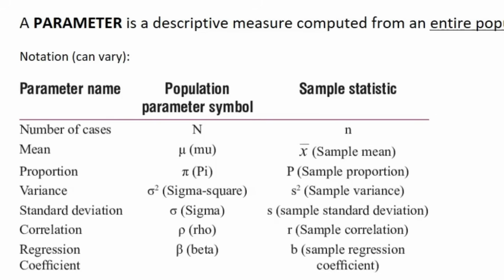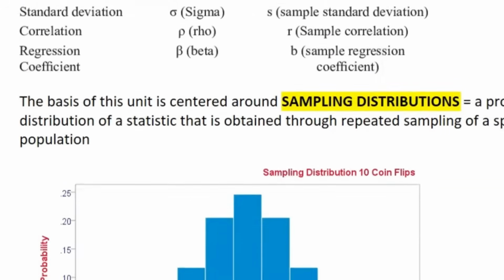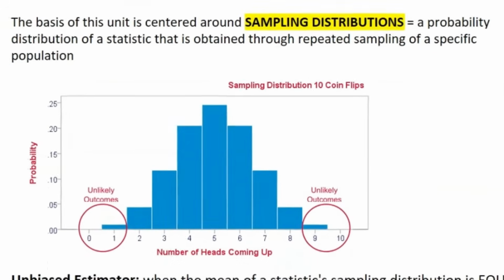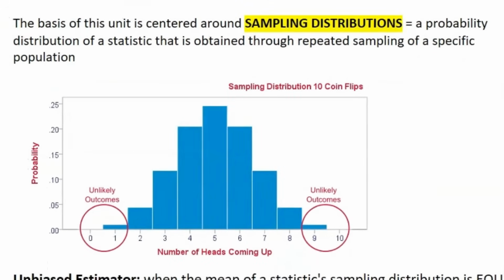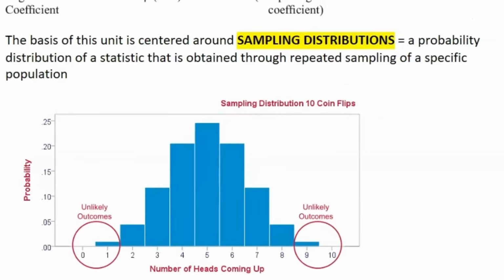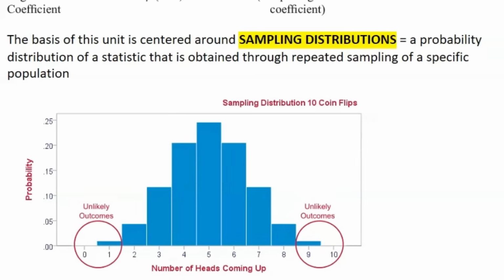But there are other ones, like you can see, there's like slope and stuff. There's a unit on that as well, chi-squared. But what we need to know right now is what exactly is a sampling distribution? Well, it is a probability distribution of a statistic that is obtained through repeated sampling of a specific population, right? So let's say your population, I say it has like a mean of 10, right?